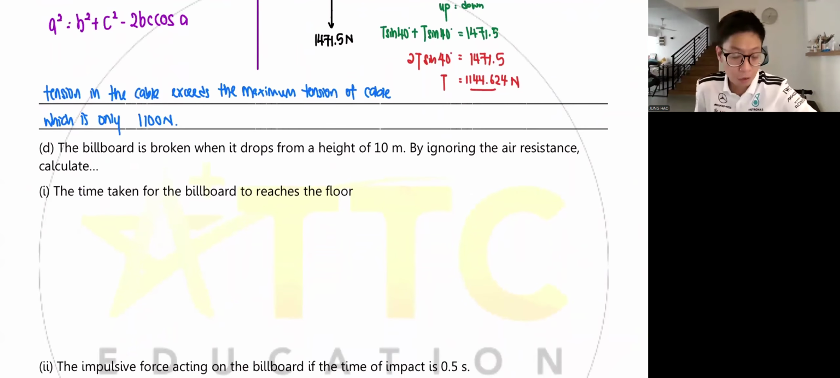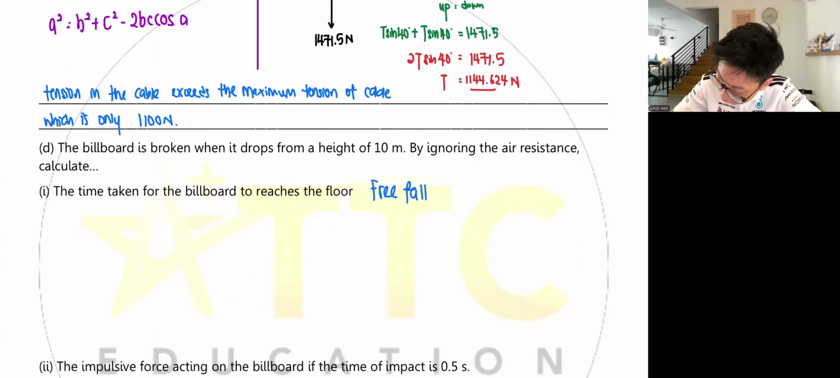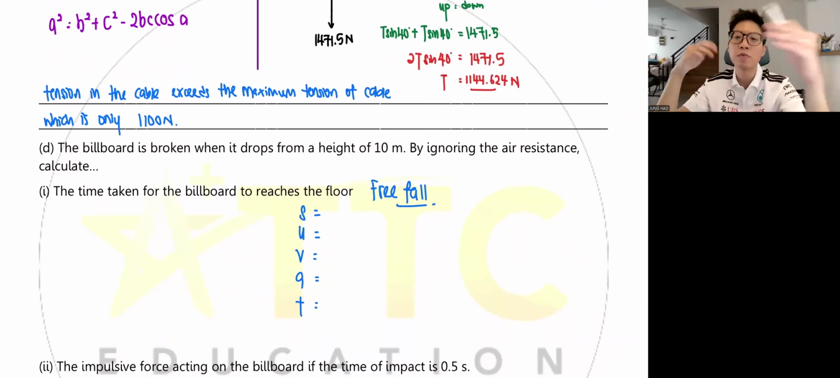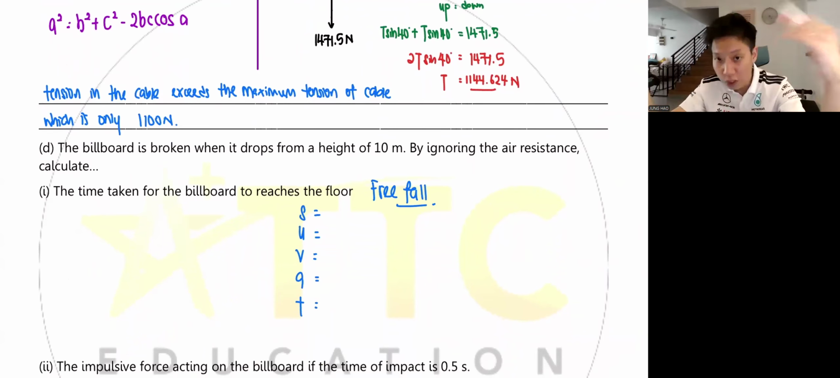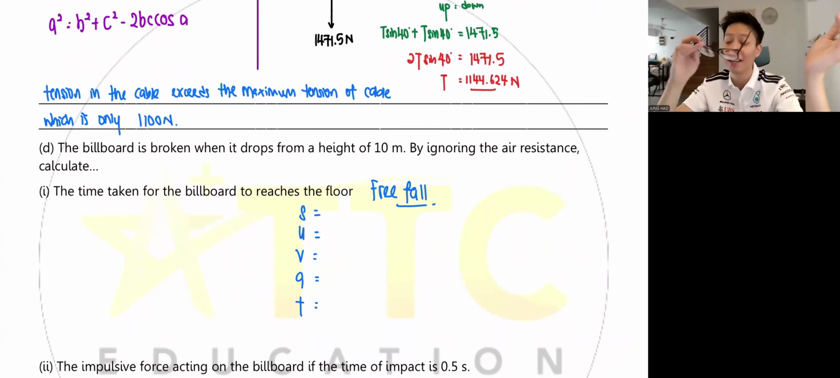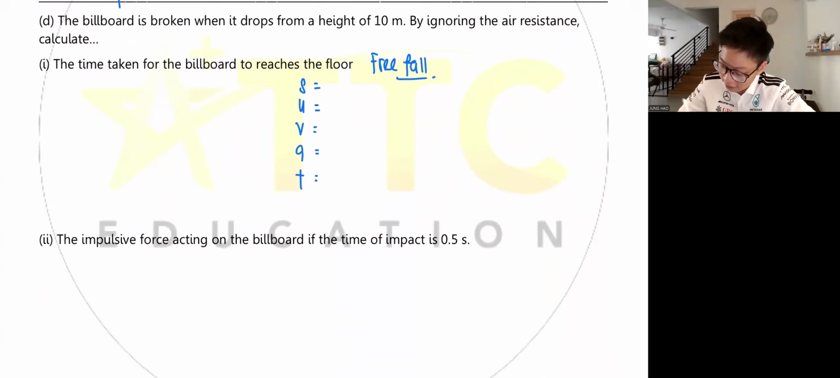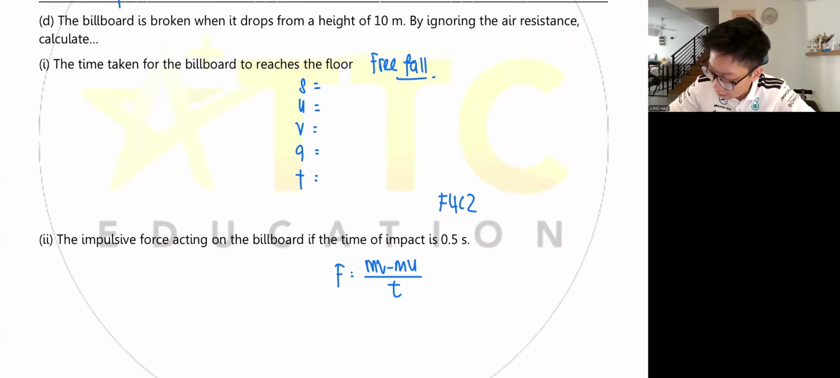The cable is broken, so the billboard drops. Find the time taken for the billboard to reach the floor. To do this question, we have to do something called free fall, and to do free fall we need SUVAT: displacement, velocity, acceleration, with 9.81, if you know what I mean, right guys? Then you get the time taken and everything. After free fall, for the impulsive force you just do F equals mv minus mu over t. So these are all Form 4 Chapter 2 stuff.